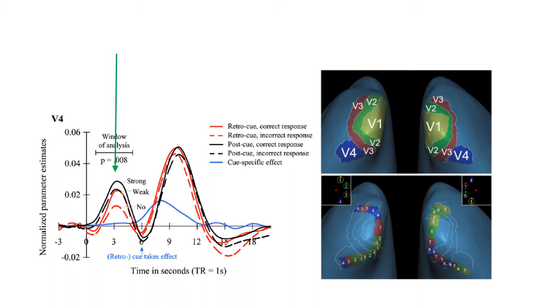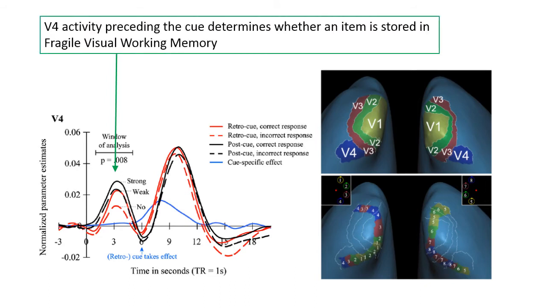We then sorted trials according to whether we could assume an item to have been present in fragile memory or working memory only. And we found that activity in visual area 4 in particular had a strong relation to change detection performance and more strongly correlated to an item being stored in fragile visual memory or not. Now, these findings hence strengthen the idea that indeed the fragile memory store is a remnant of visual activity.